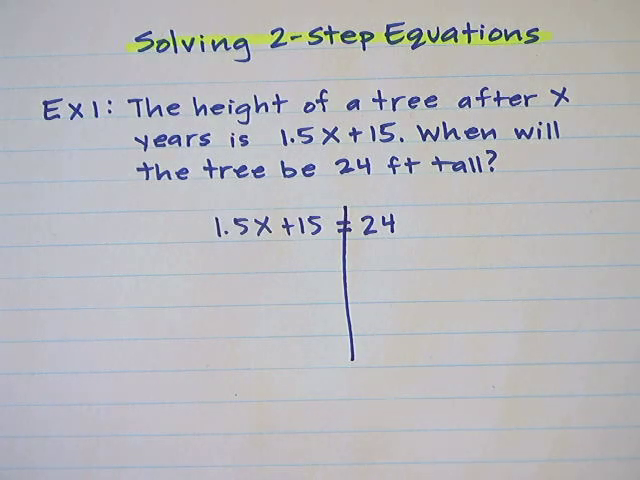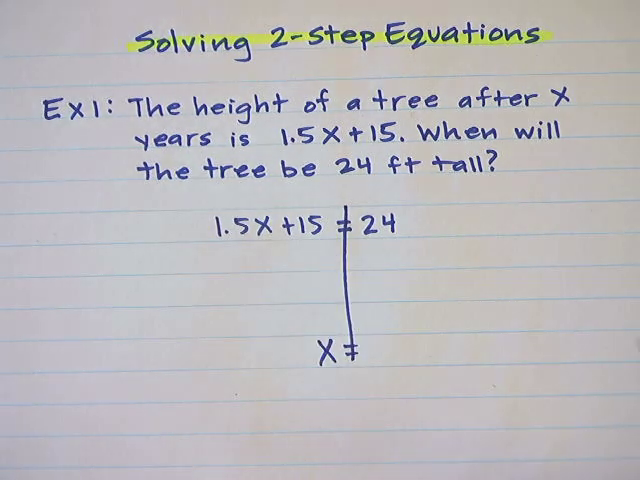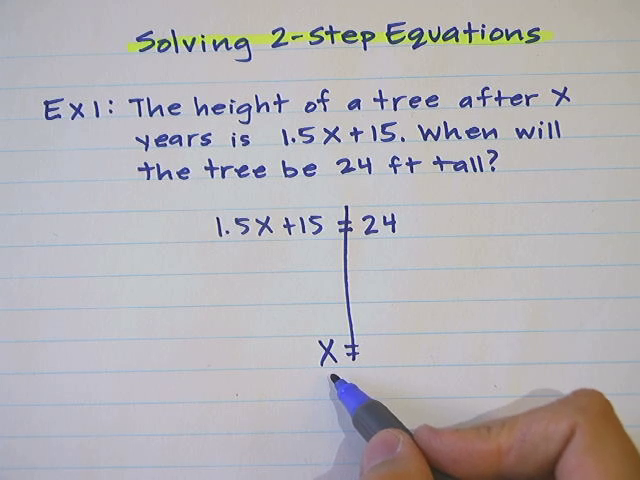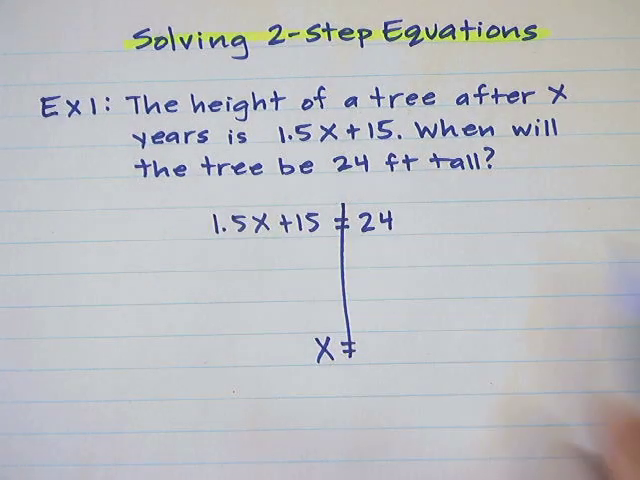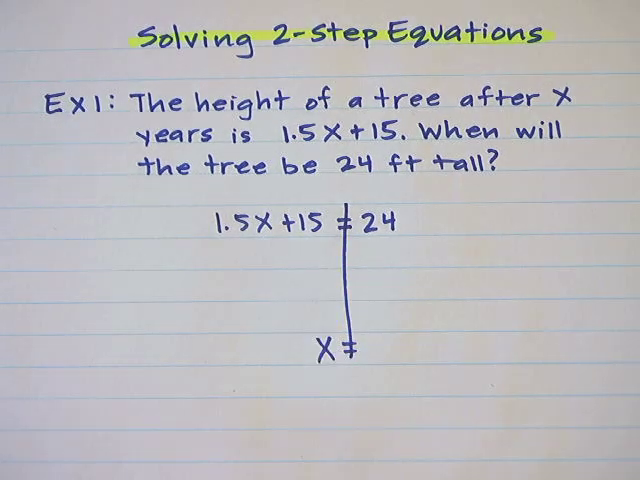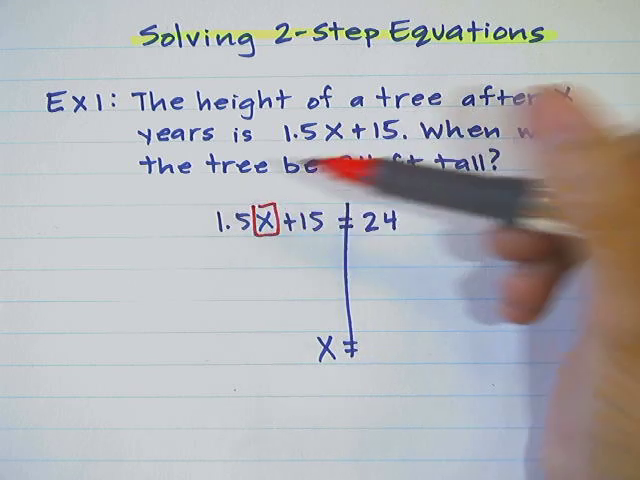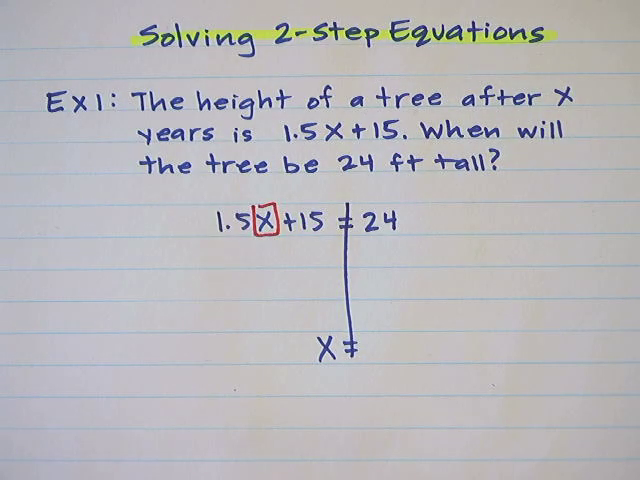So we're going to take this as the height of the tree equaling 24, which is what we want. And now in order to find x, which is the number of years that it will take for the tree to be 24 feet tall, since x is on the left side of the equation, we're trying to get x all by itself. We do not want to move the x, we want to leave it where it is.